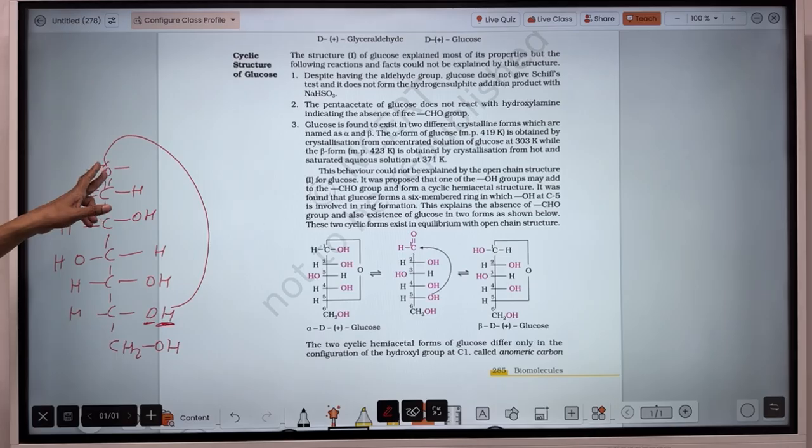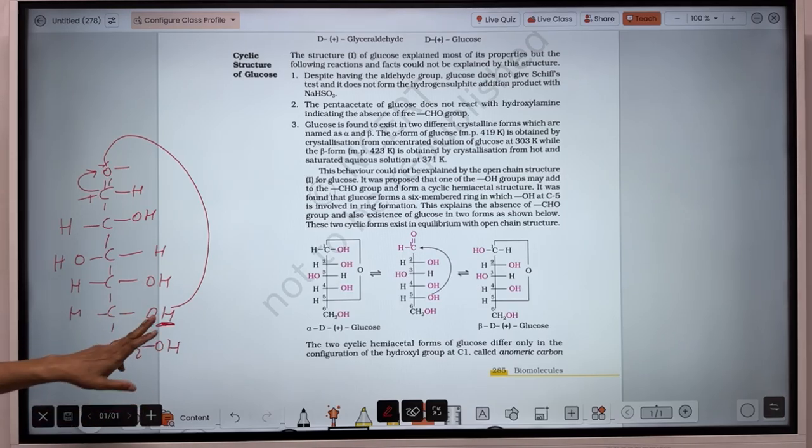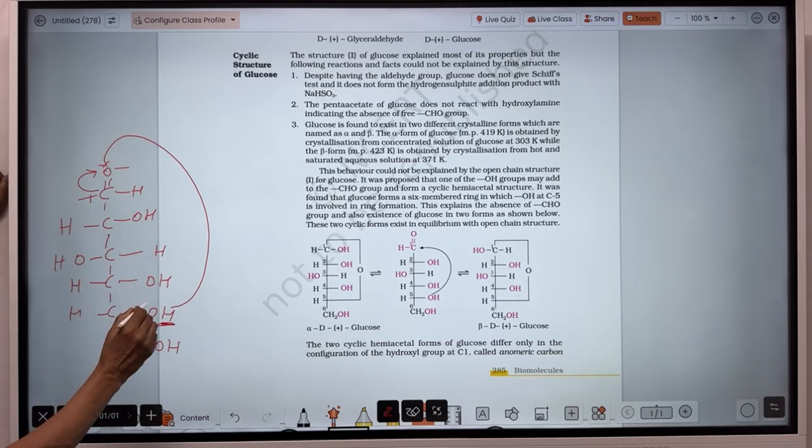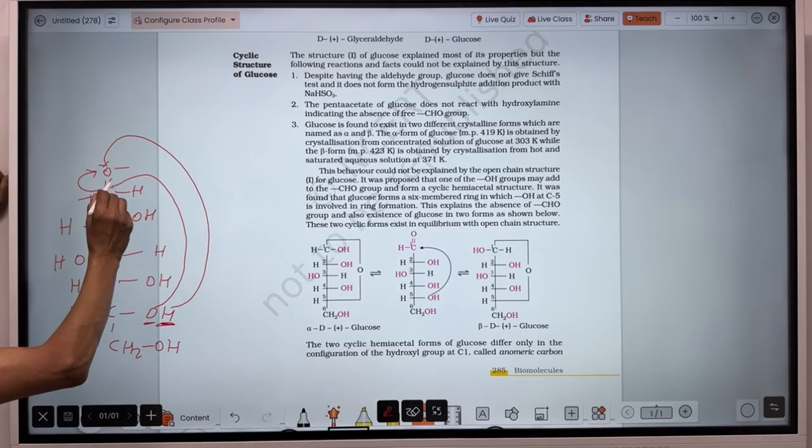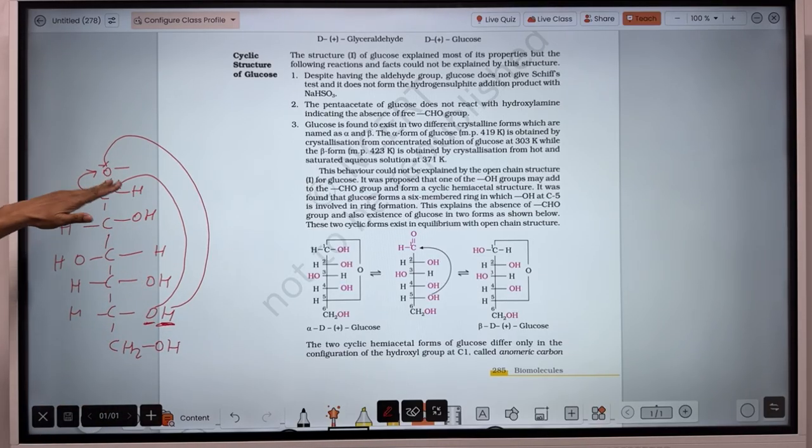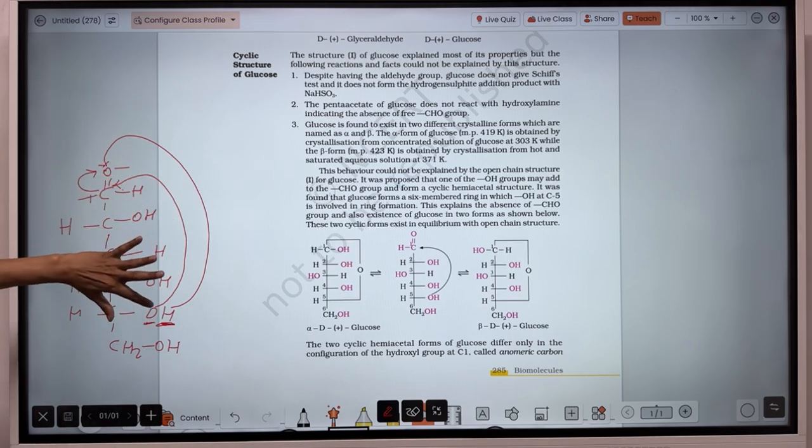When hydrogen gets bonded to this oxygen, that becomes OH. So the double bond will convert to a single bond. When hydrogen goes from this oxygen, the valency of this oxygen atom also becomes destabilized. Then this oxygen will get bonded to this carbon, because the valency of this carbon atom also gets destabilized. So what's the structure? Then there will be a formation of a ring. When this oxygen gets bonded to this carbon, there will be formation of a ring.